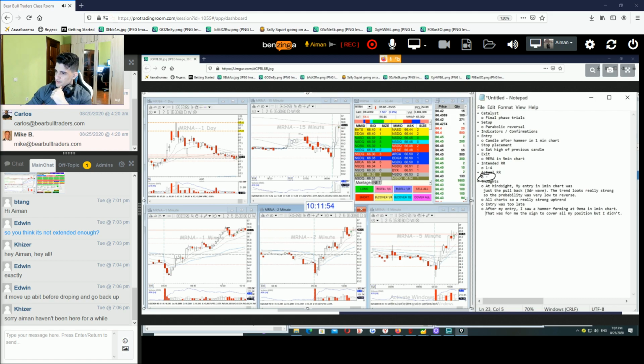So let's see. At hindsight, my entry in 1-minute chart was just a pullback or third wave. The trend looks really strong, so probability was very low to reverse. All charts were really strong, the entry was too late. And after your entry, you saw a hammer forming at the 9-moving average on the 1-minute chart, which is why you decided to bail on the trade.